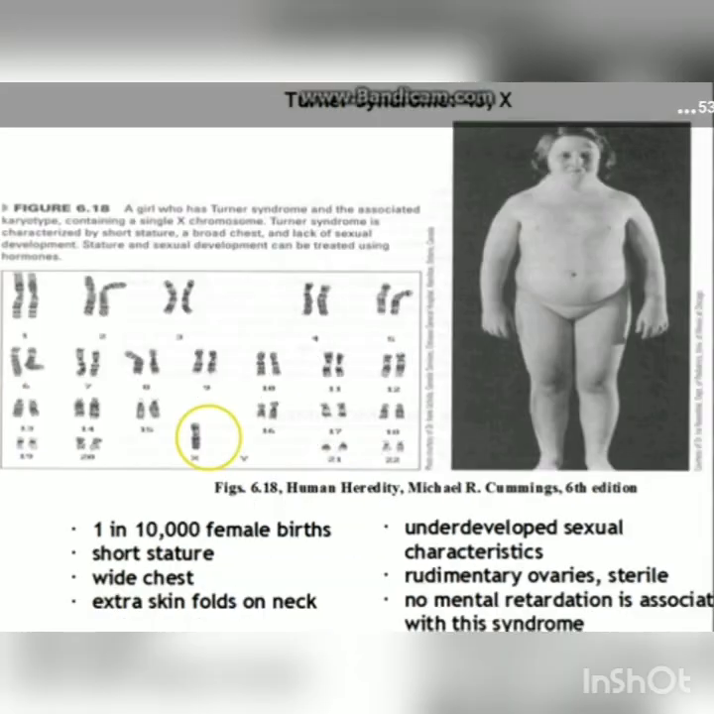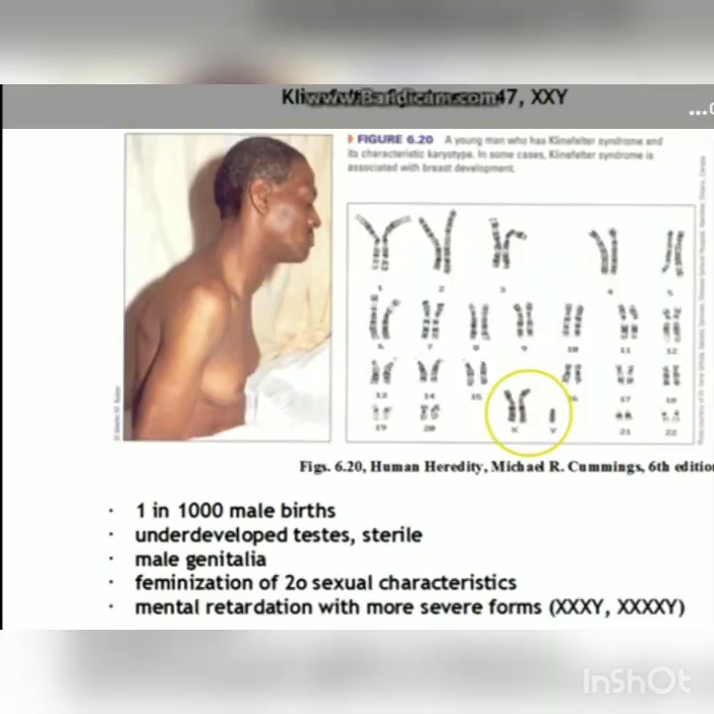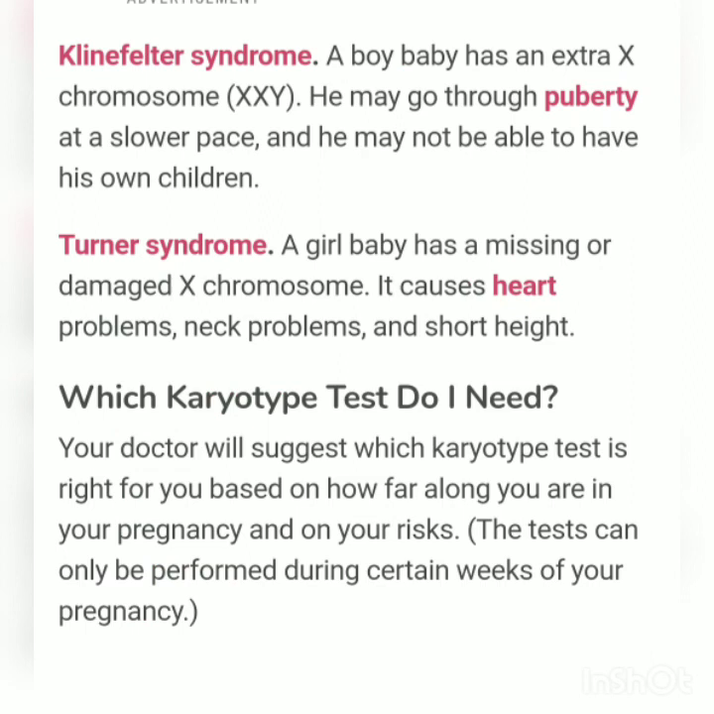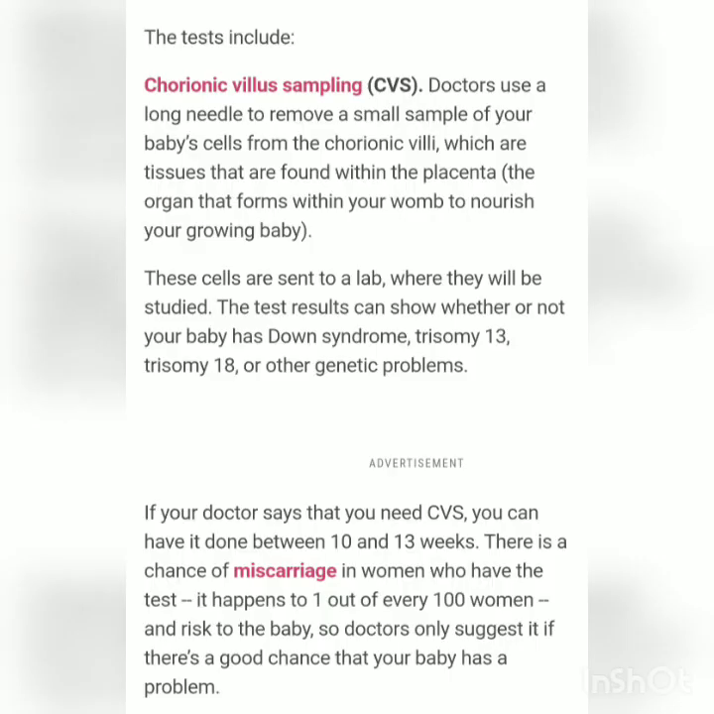This is Turner syndrome, X0 condition, right? This is Klinefelter syndrome, where you can see XXY, XXXY, XXXXY. These conditions can be easily identified through karyotyping. So you have got the answers. What do karyotype tests look for? What are we looking for? We are looking for defects in the fetus before birth, so that we can treat them with more accuracy, or we can let it go. So it is a very important test. The two tests that actually occur: chorionic villus sampling, CVS.